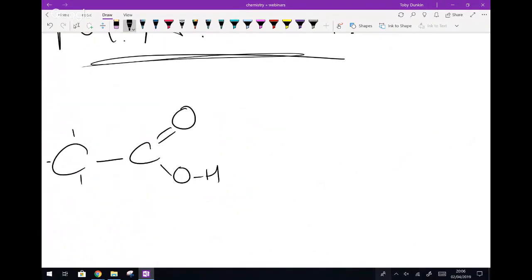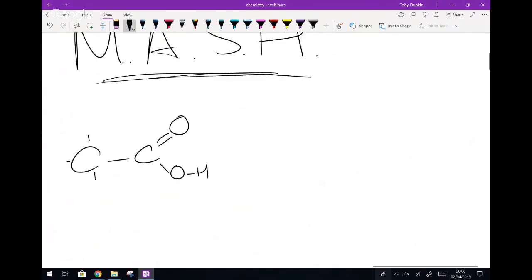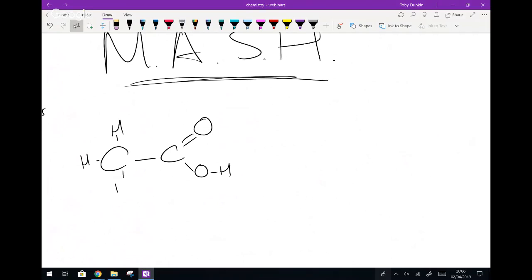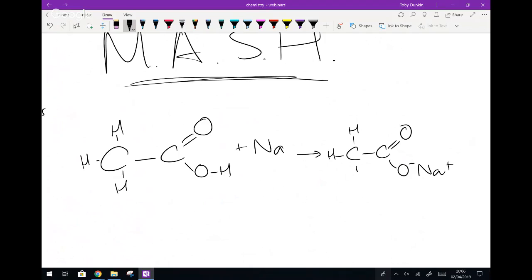Carboxylic acid plus metal, like sodium. And I now form sodium ethanoate and hydrogen gas. You don't need to be able to do this, folks, but it's technically on your specification, annoyingly. I'm sure they'd allow you to just do that and then double the equation. And then you get two H's.